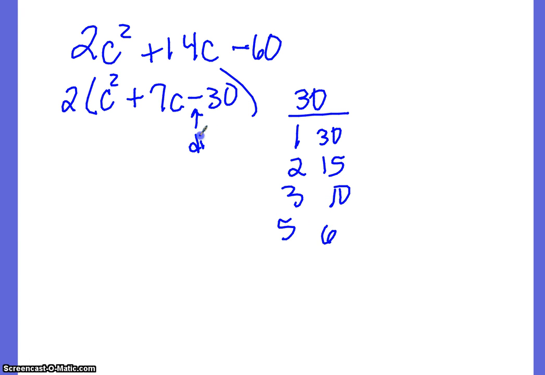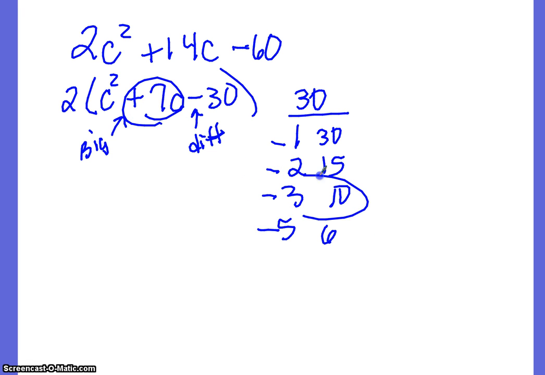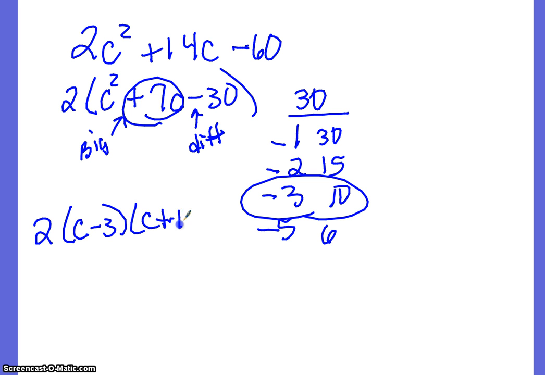Signs are going to be different, and the big one is positive, which means that the little one has to be negative. I need the ones that equal 7, so I'm going to use minus 3 and 10. You're going to continue to pull that 2 down. You can't lose it. And then you have c minus 3, and you have c plus 10.